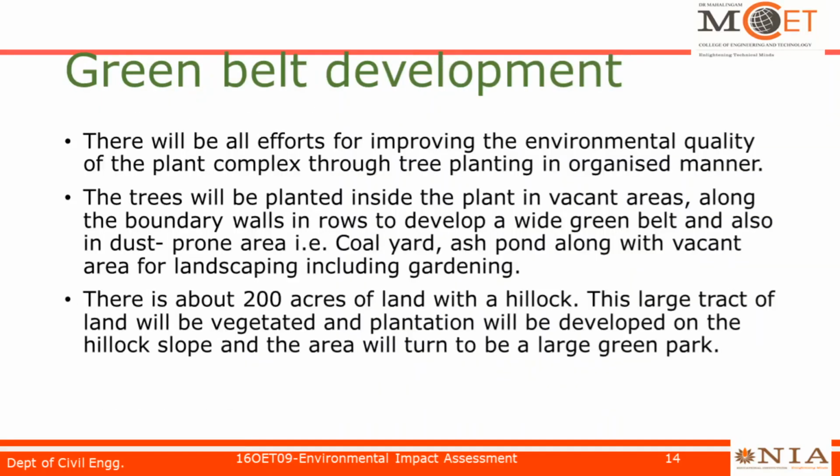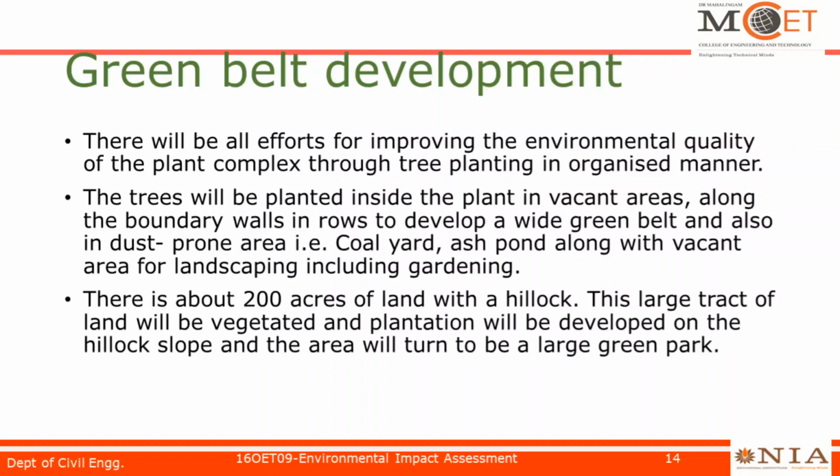Green belt development. There will be all efforts for improving the environmental quality of the plant complex through tree planting in an organized manner. The trees will be planted inside the plant in vacant areas, along the boundary walls in rows to develop a wide green belt, and also in dust prone areas, that is schoolyards, ash ponds, along with vacant area for landscaping including gardening. So there is about 200 acres of land with a hillock.